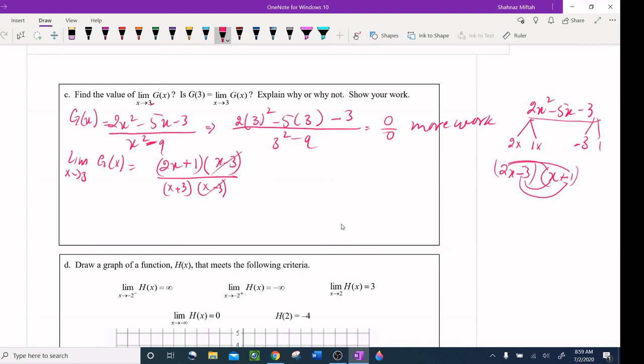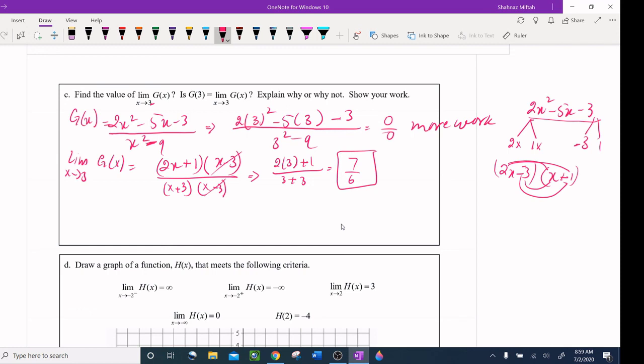The x minus 3 and x minus 3 cancel out. I'm left with 2x plus 1 and x plus 3. Now I'm going to plug in my x approaches 3 for the limit. So 2 times 3 plus 1 over 3 plus 3, which is going to give me 7 over 6. So the limit as x approaches 3 of g of x is 7/6. So I answered this part of the question already.